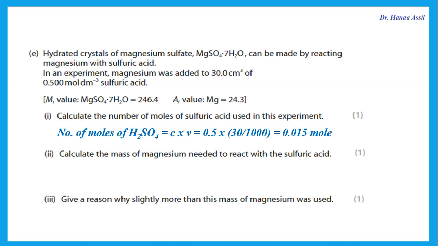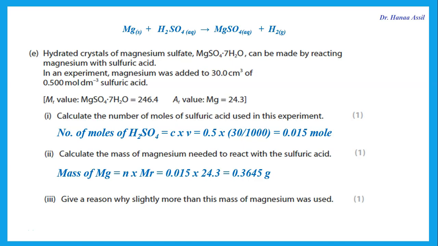Then we're asked to calculate the mass of magnesium needed to react. Okay, in order to get the mass, I look at the equation. The equation says the number of moles of sulfuric acid is the same as the number of moles of magnesium. So the mass of the magnesium would be that same number of moles times the Mr of magnesium, and that is the mass. Give a reason why slightly more than this mass of magnesium was used. So if I need this mass of magnesium, usually I would use a little bit more to make sure that all the acid reacts.